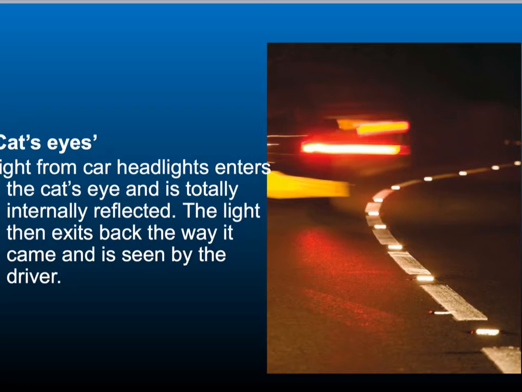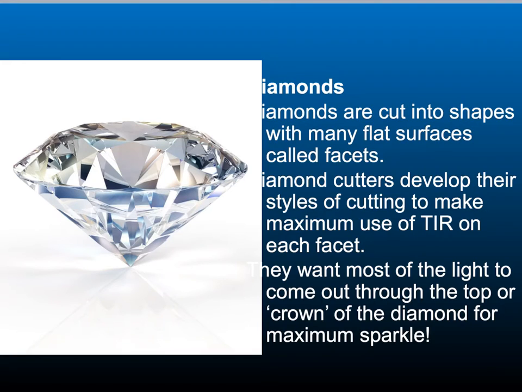Cat's eyes are another use of total internal reflection. The light from car headlights enters the cat's eye and is totally internally reflected back. The light then exits back the way it came and can be seen by the driver.